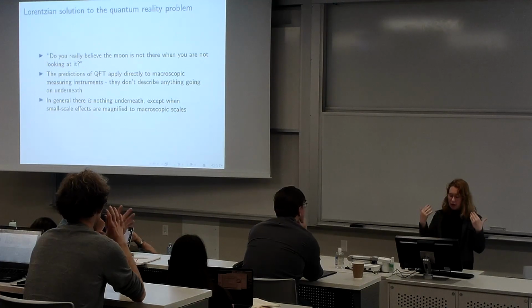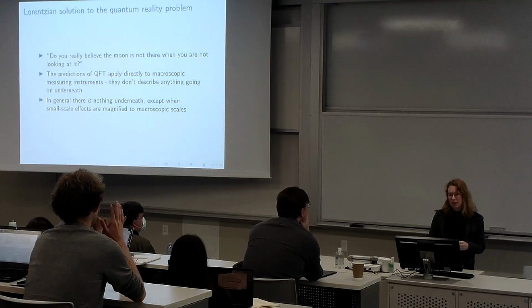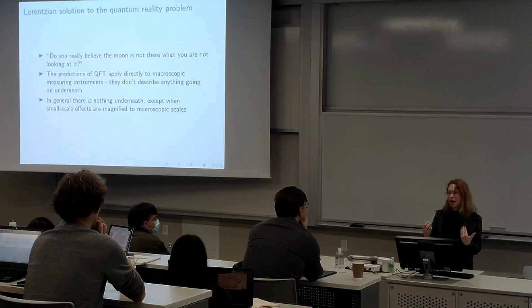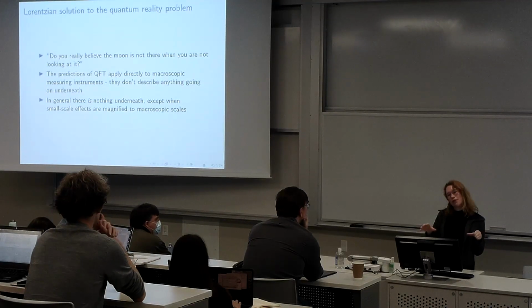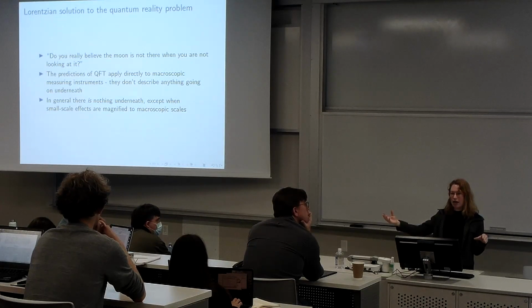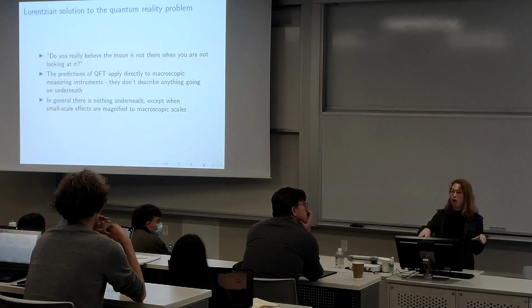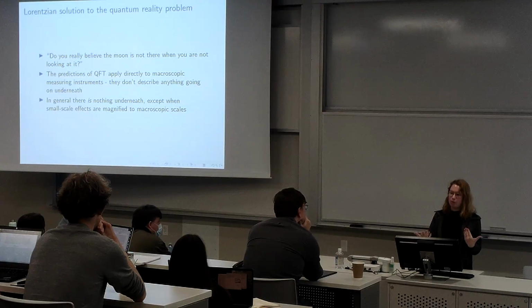So Kent's model gives us a picture in which the predictions of both quantum mechanics and QFT in some sense apply really directly to the macroscopic measuring instruments, which are the ones that get recorded in the final state. They aren't really describing anything going on underneath. What's going on underneath is just part of the mathematical formalism that's used to define the viables, and the viables are largely associated with macroscopic events.